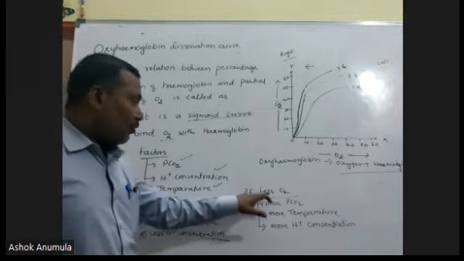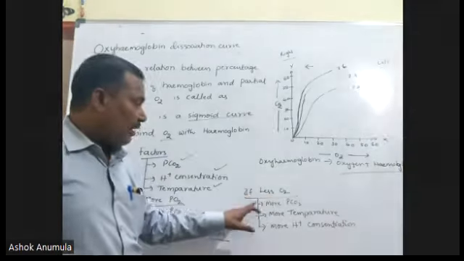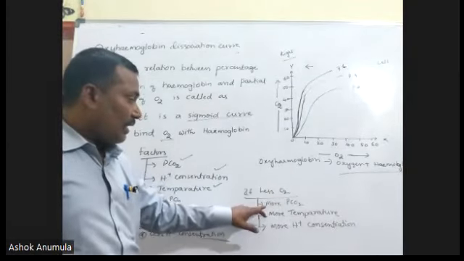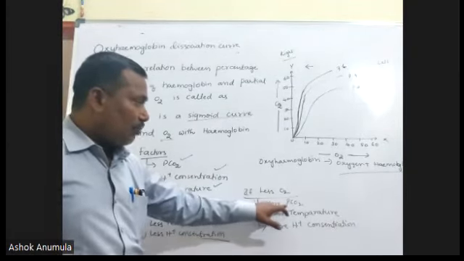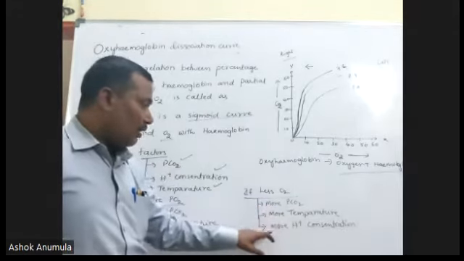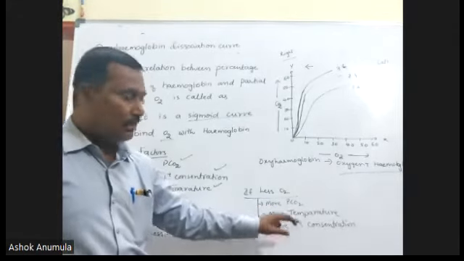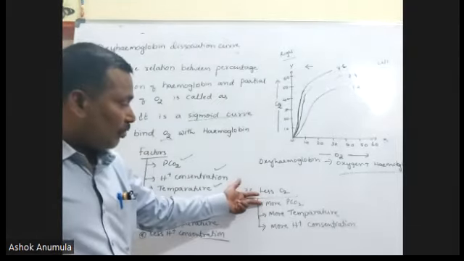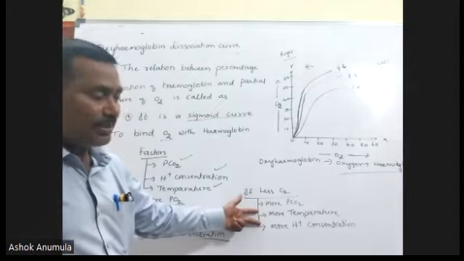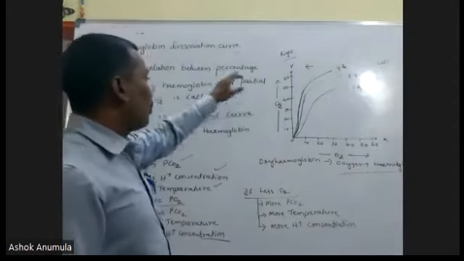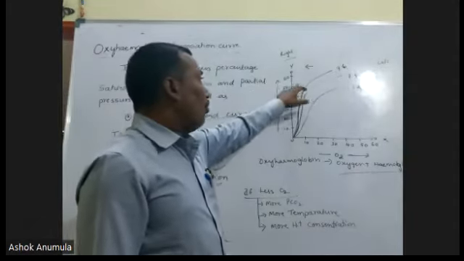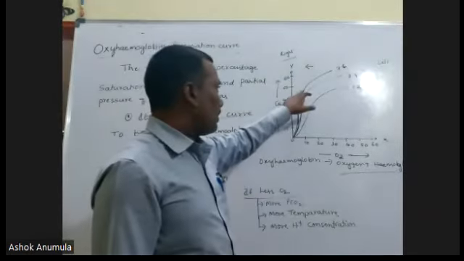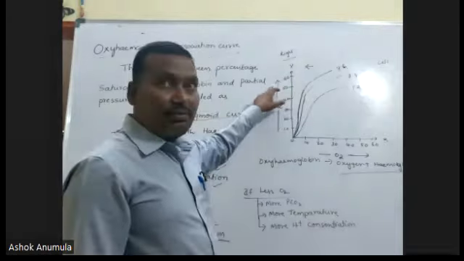When less O2 is present, at that time more PCO2, more temperature and more hydrogen ion concentration are present. If more temperature or more PCO2 or more hydrogen ion concentration is present, the oxyhemoglobin dissociation curve moves towards the right side. Which side does it move towards, Nana?